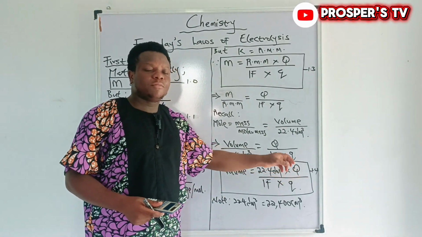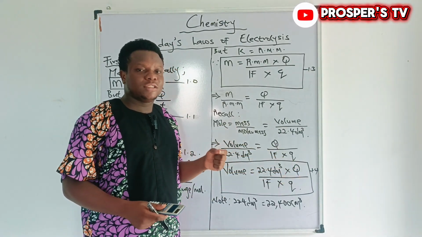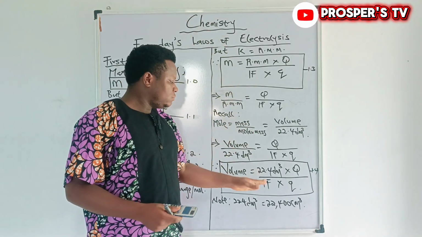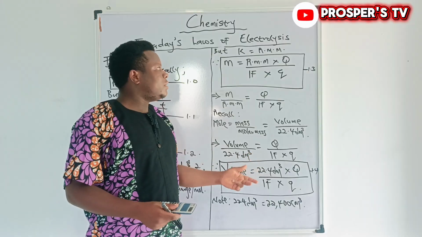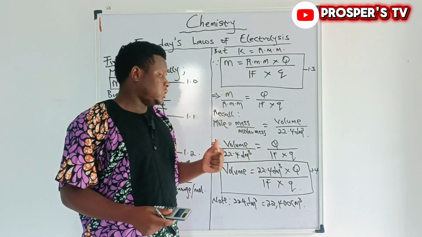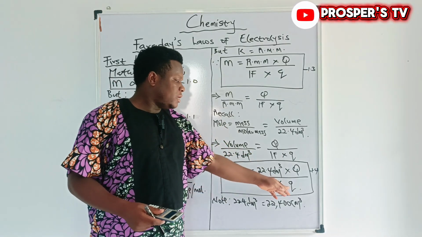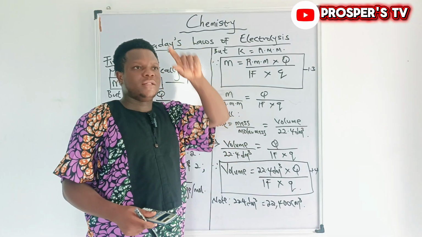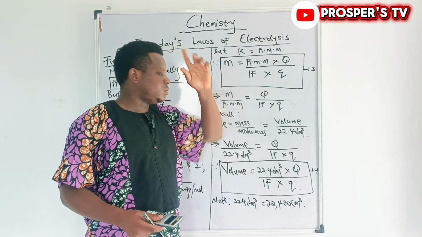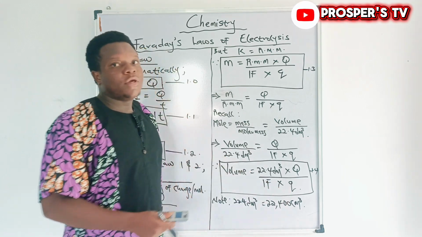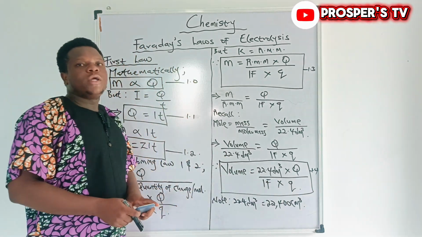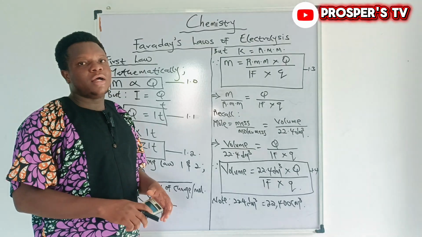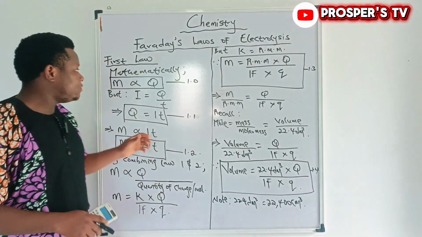Q represents the quantity of electricity that's being supplied from the external circuit. 1 farad is equivalent to 96,500 coulomb. Then your small q here represents the charge that the element carries, the ion of the element. What is the charge? That's what you have here. So with all this, we can now go into our calculations in our JAMB and WAEC. Let's get right into it now.